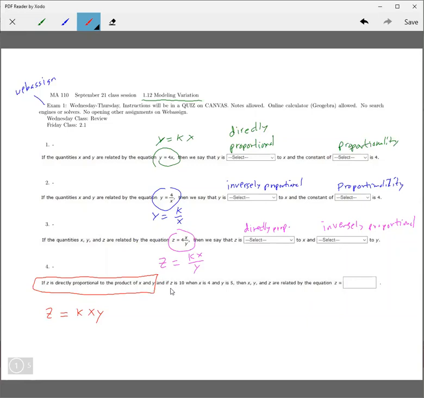Then the second part says z is 10 when x is 4 and y is 5. So that means we're going to replace z with a 10, x gets replaced with a 4, and y gets replaced with a 5. The x, y, and z are variables. They can take on different values, but they're kind of restricted. So if this is 4 and that's 5, then that has to be 10.